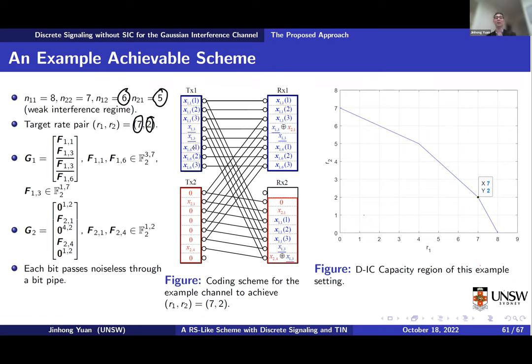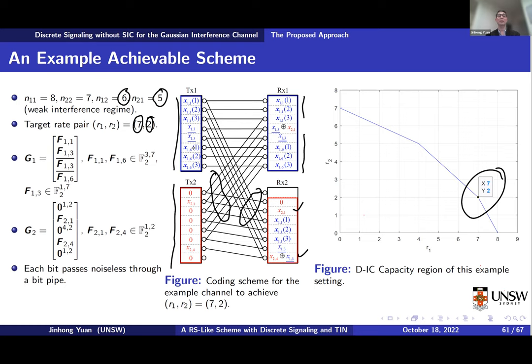How are you going to design the code? We need to design the code so that user 1 has 8 bits and user 2 has 7 bits. At the receiver side, you see user 1 has 8 bits and user 2 has 7 bits. User 1 gives 6 bits of interference to user 2, but even with that interference, user 2 as a receiver is able to decode its own message. User 2 gives 5 bits to user 1, but even with that, user 1 is able to decode 7 bits of information. So you are able to achieve 7 and 2 bits.